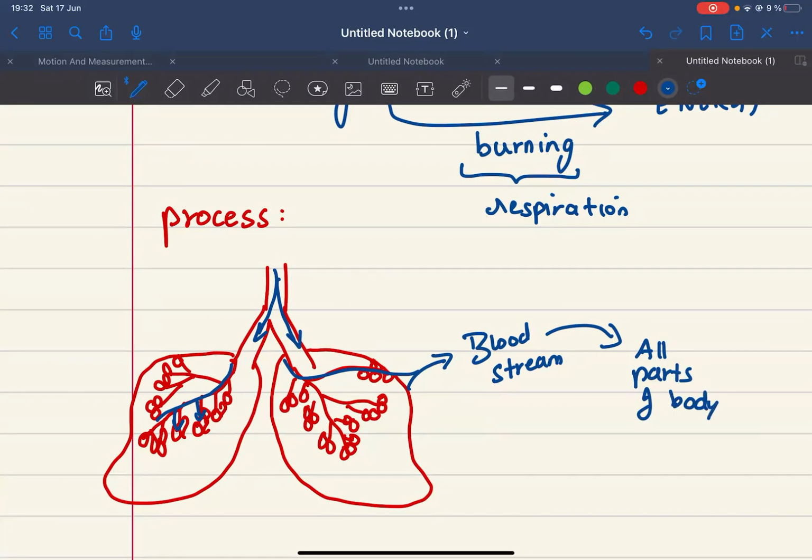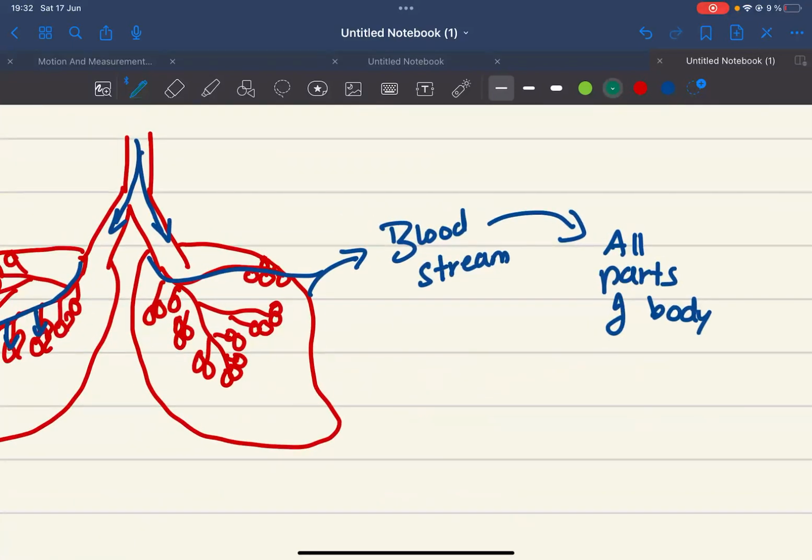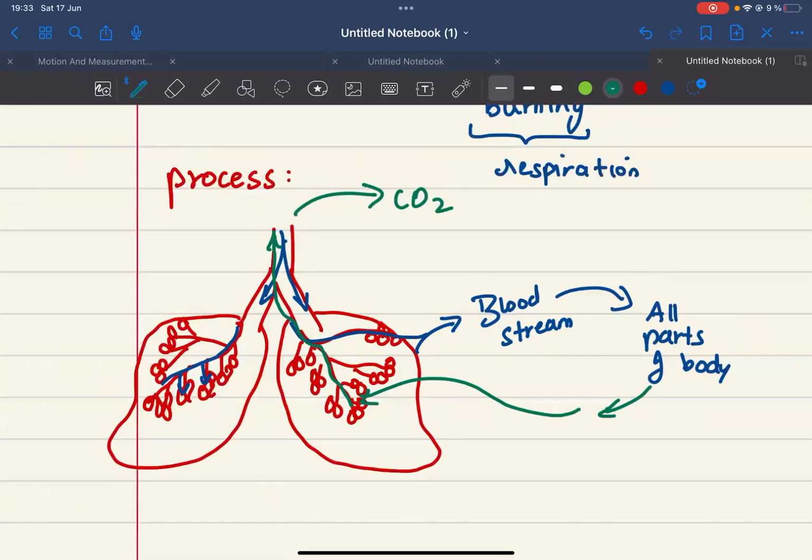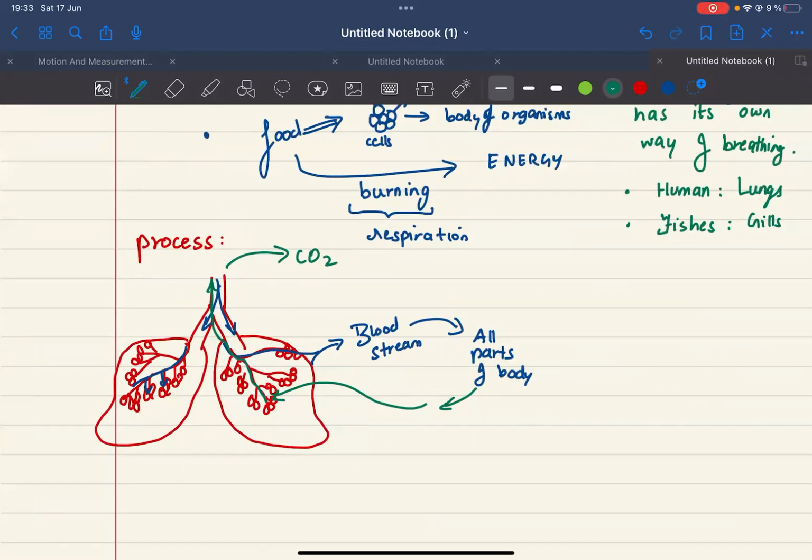So blood gives up oxygen to the cells and takes up the carbon dioxide. All the parts of the body take up the oxygen and give out carbon dioxide. This carbon dioxide is taken back to the lungs, and it will be exhaled out through your nose or through your mouth. Is this process clear to all of you?